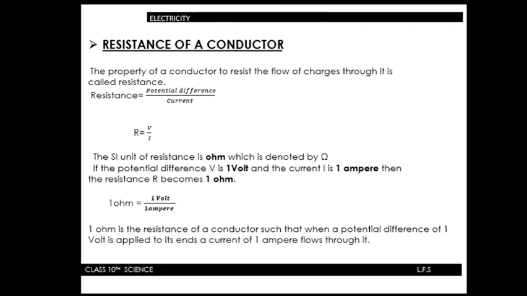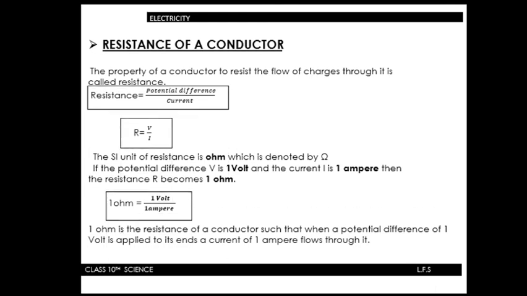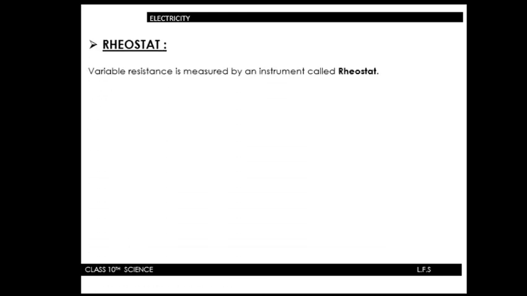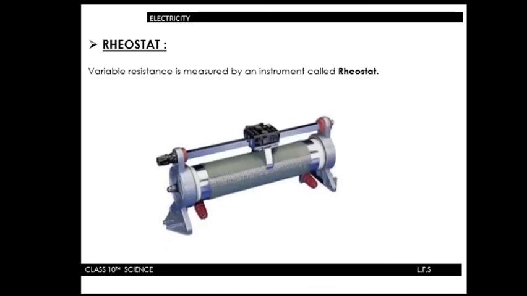So 1 ohm is the resistance of a conductor such that when a potential difference of 1 volt is applied to its ends, a current of 1 ampere flows through it. See, the formulas are very important for solving problems. Clear? Then what is rheostat? Variable resistance is provided by an instrument known as rheostat. We can change the resistance by moving the rheostat.